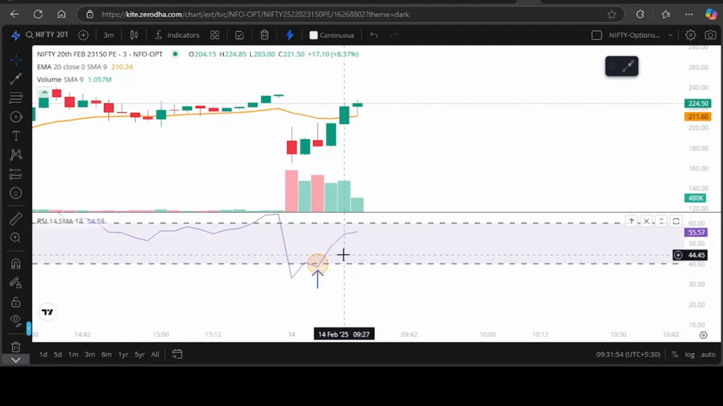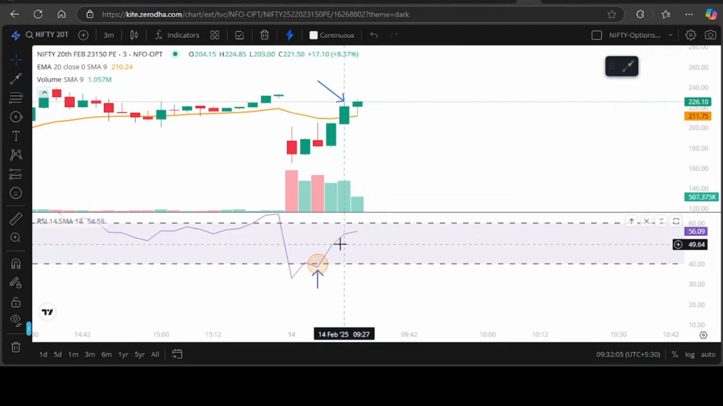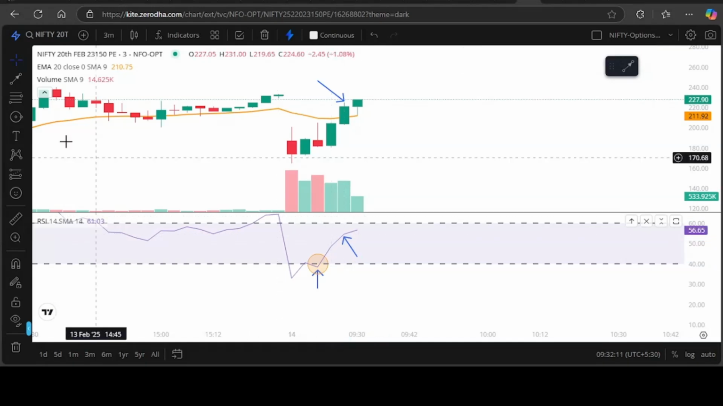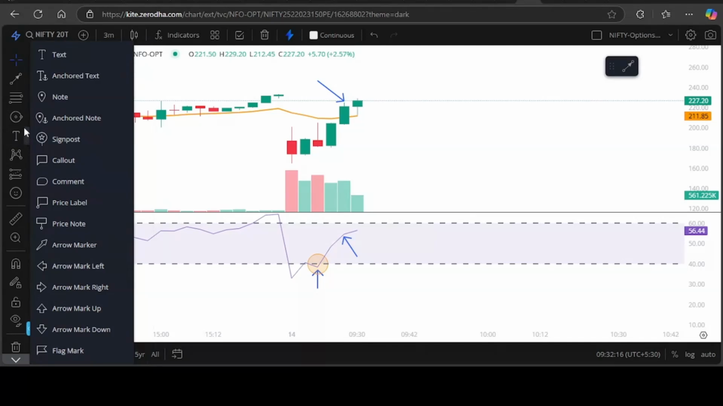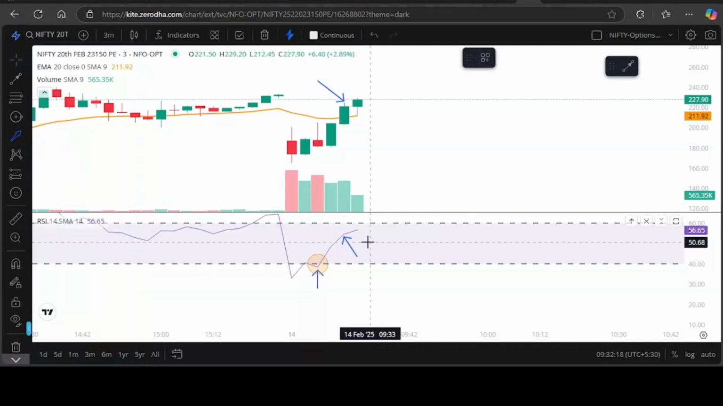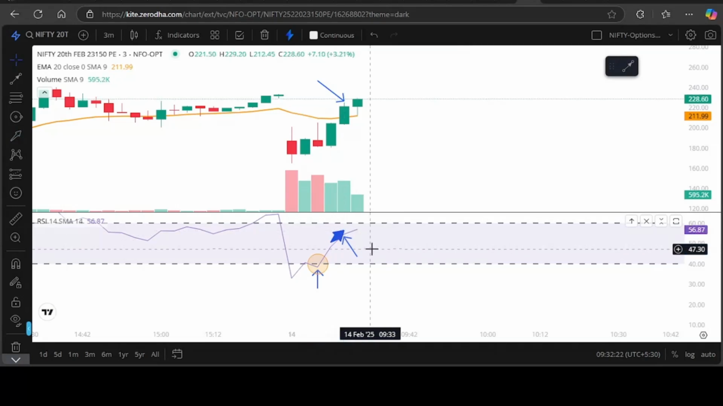And the next thing that you want to look for, okay, after this green candle, what you need to look for, come back to the RSI section. So this was an uptick. Okay, this was an uptick, so we are happy we got 20 points here.